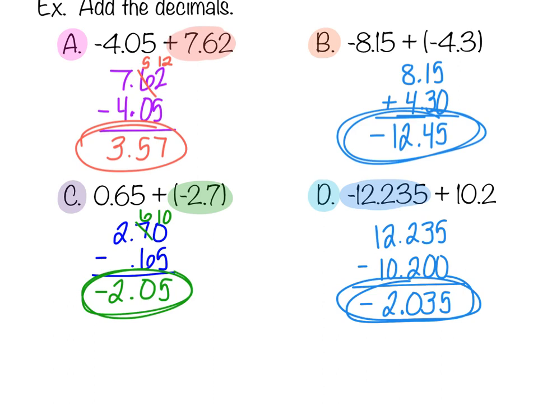And you can see we're really not doing anything new. We're just combining what we already know about decimals with our integer rules, which says when we're adding, we have to check whether we have same signs or different signs.